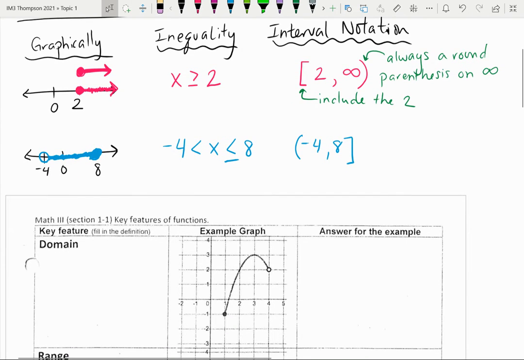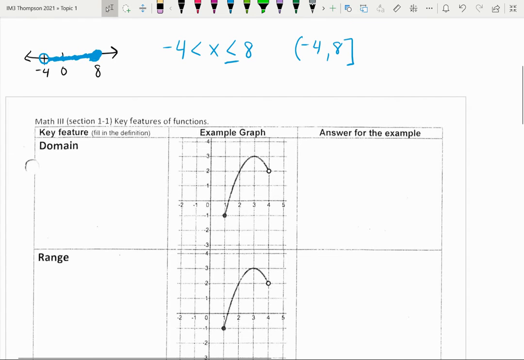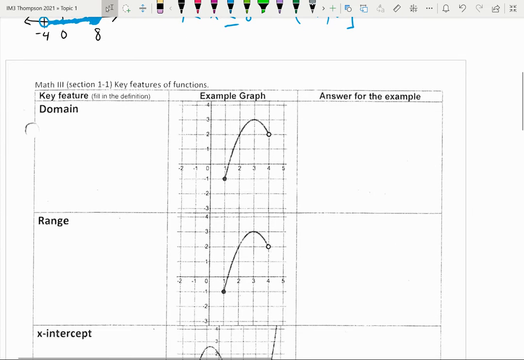All right, so now we've got this cool chart here. And some of these features are review. We've seen them before. And some of them are going to be new. Domain. All right, what is domain? Domain is the set of all input values.